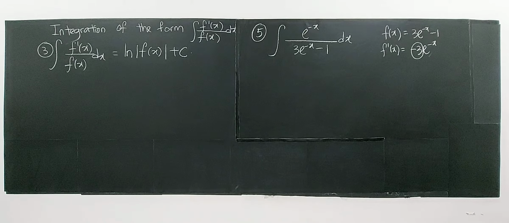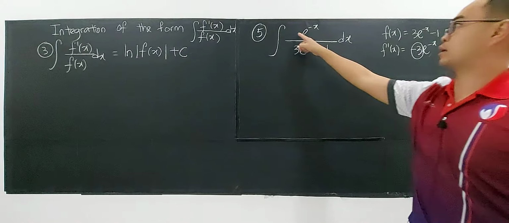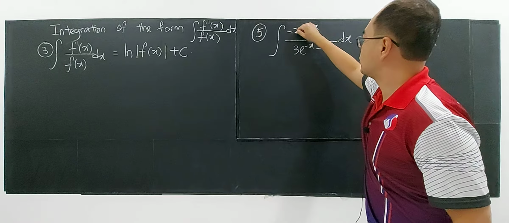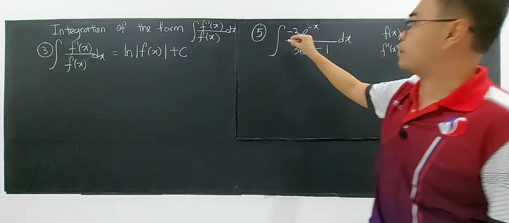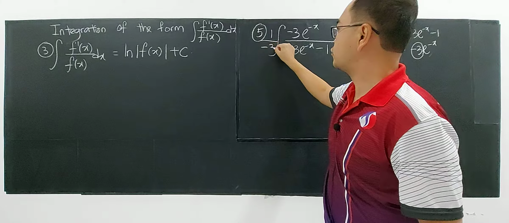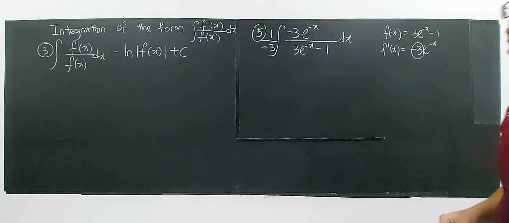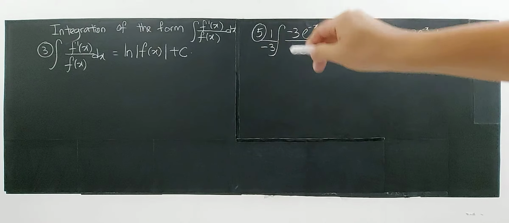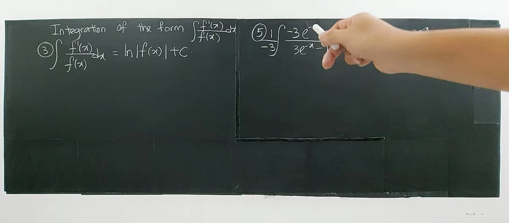You just need a negative 3 in front of here, so that you become f prime x, right? So I just add a negative 3. I cannot just add it; I have to divide it by negative 3 as well, so that it balances, right? So I add a negative 1 over 3. If I cancel, I get back the original one.